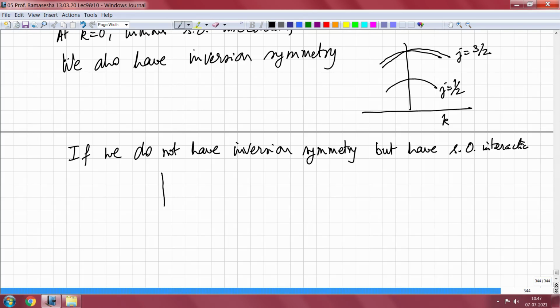Then of course the j equal to 3/2 states, mj equal to plus minus half and mj equal to plus minus 3/2, and the j equal to half states with plus minus half, they will split, and I will have the following. Let me pass it through the middle. This is k equal to 0, and this is the energy, and then the others will split into 4 bands.